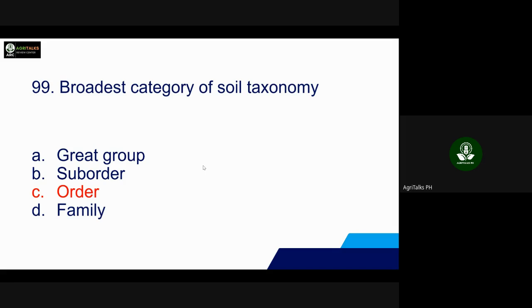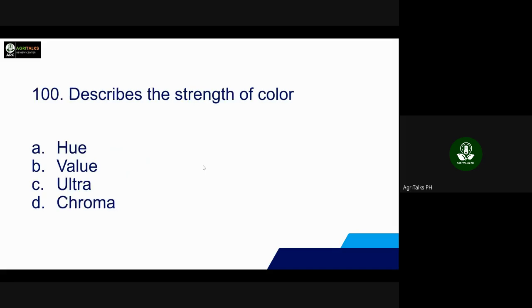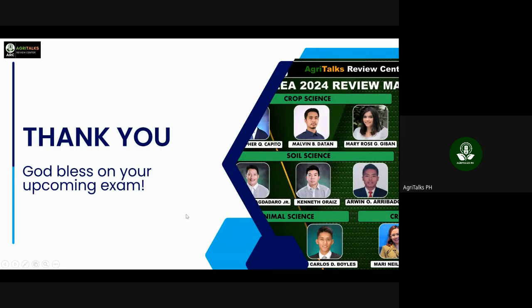Last number. It describes the strength of the color. Strength, purity, intensity, that is under chroma. The hue, again, is the dominant spectral color. Value is the lightness or darkness of the color. Ultra is not part of the soil color chart. So only the three: hue, value, and chroma. So it ends our discussion.